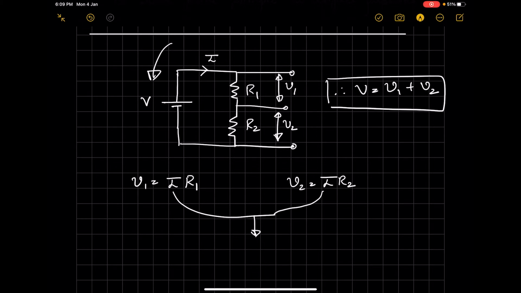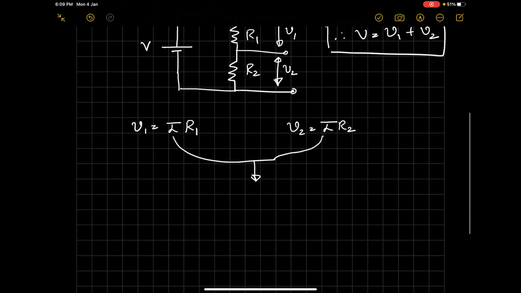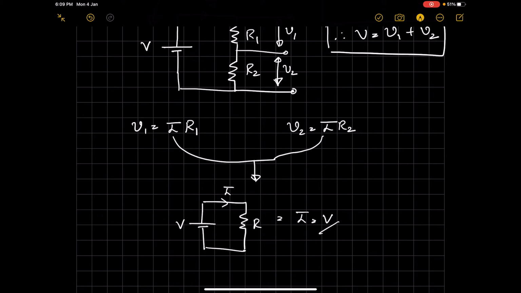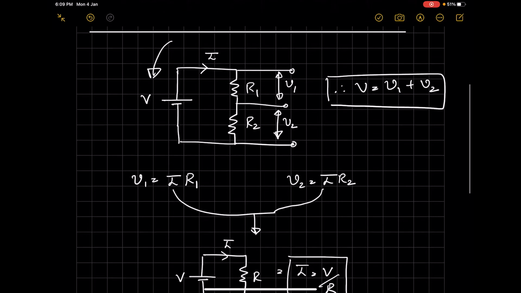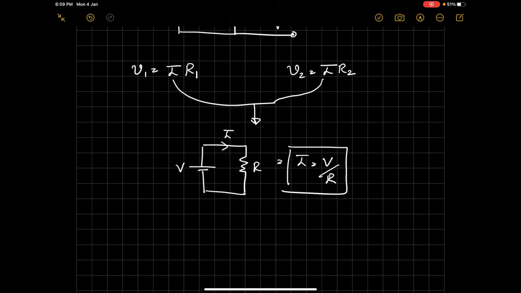And to find I, all you have to do is, if you have a circuit like this, V with the resistance R, the current flowing in the network I is nothing but V by R. Therefore, for the given network, the R here is replaced with two series resistances R1 and R2.